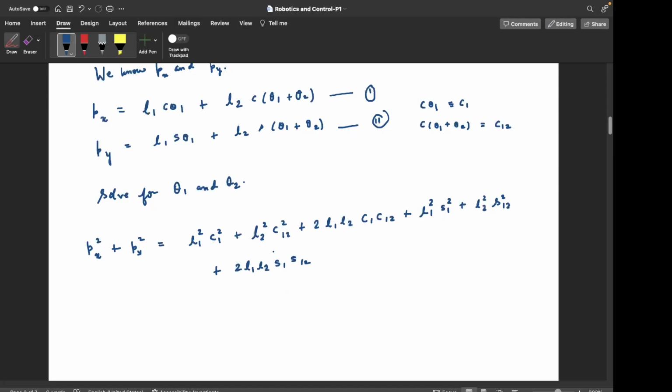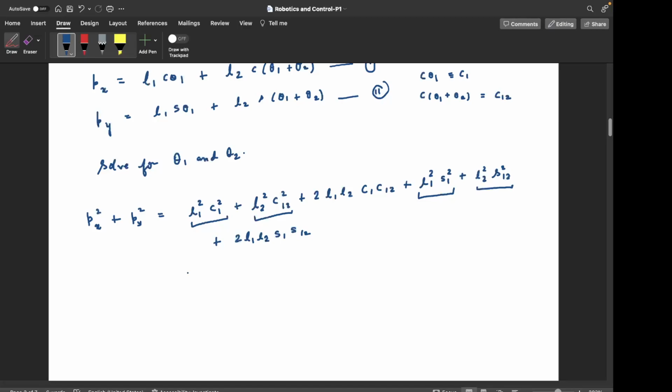Now this L1 square c1 square and L1 square s1 square, and this L2 square c12 square and L2 square s12 square. So we use the identity cos square theta plus sin square theta is equal to 1. So these two terms can be written as L1 square, and similarly the other two terms can be written as L2 square, right?